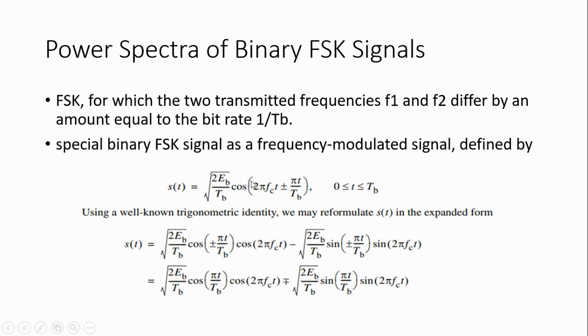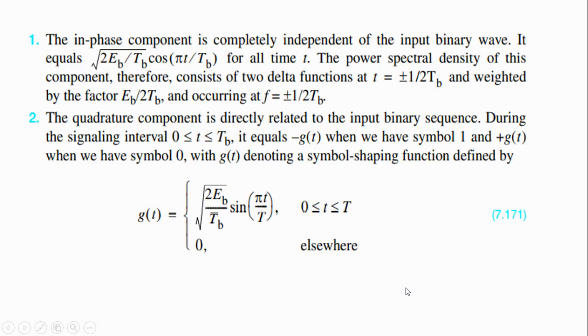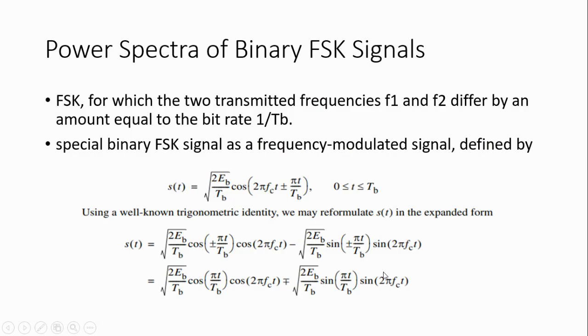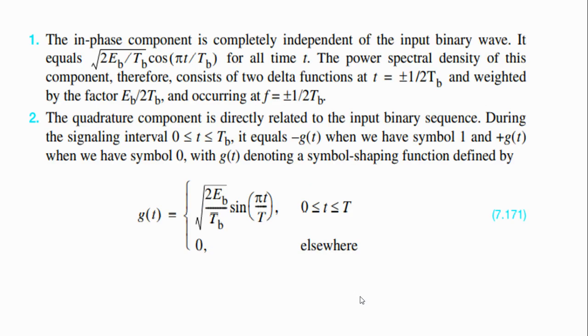If we expand this cosine function, cos(A ± B), at that time we will get √(2Eb/Tb) cos(πt/Tb) cos(2πfc t) ± √(2Eb/Tb) sin(πt/Tb) sin(2πfc t). Here, the first term is the in-phase term and the second term is the quadrature-phase term. The in-phase term is independent of the binary sequence. The quadrature-phase term depends upon the binary sequence.